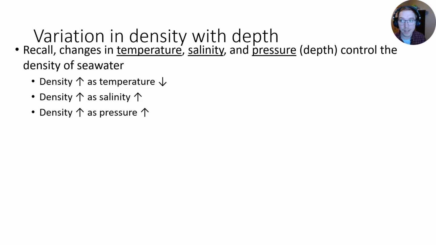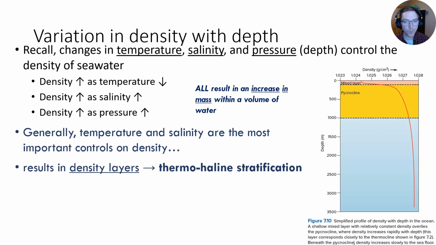Density increases as temperature decreases, it increases as salinity increases, and it increases as pressure increases. All result in an increase in mass within a volume of water. Generally speaking, temperature and salinity are the most important controls on density. This results in what we call thermo-haline stratification, these density layers within the water column.